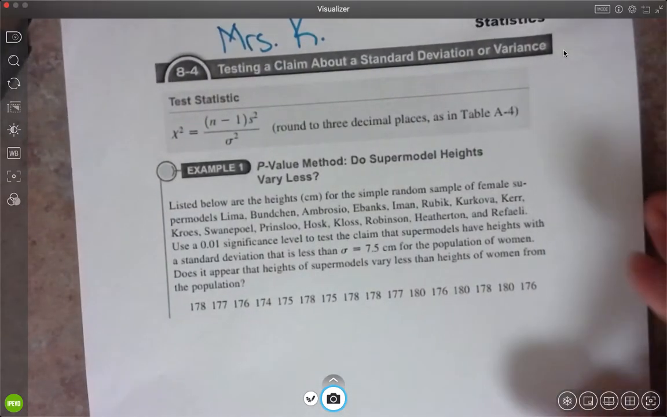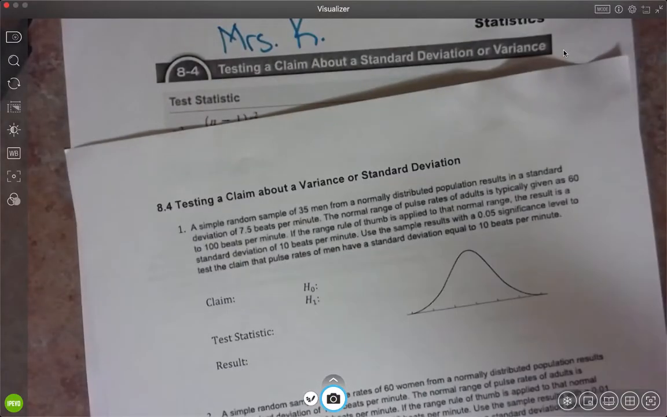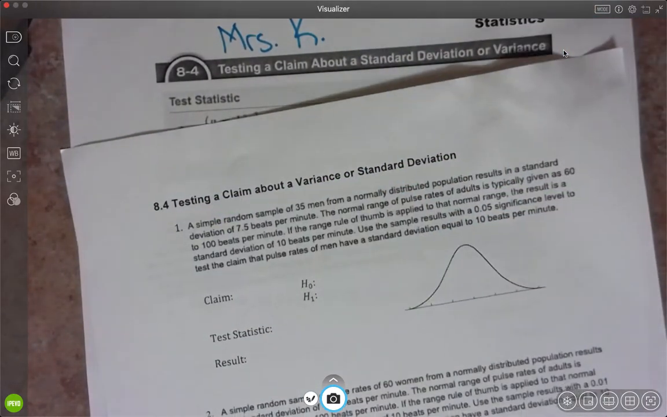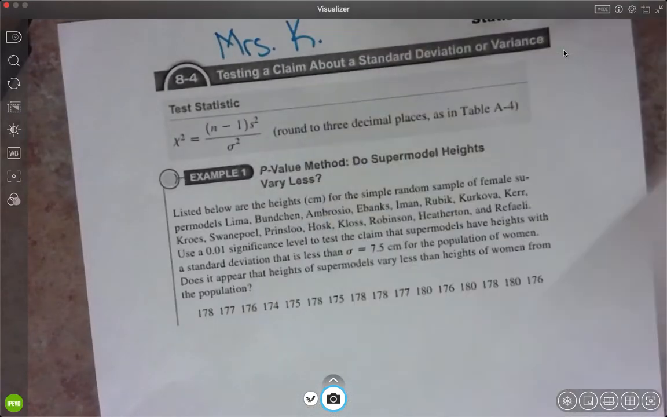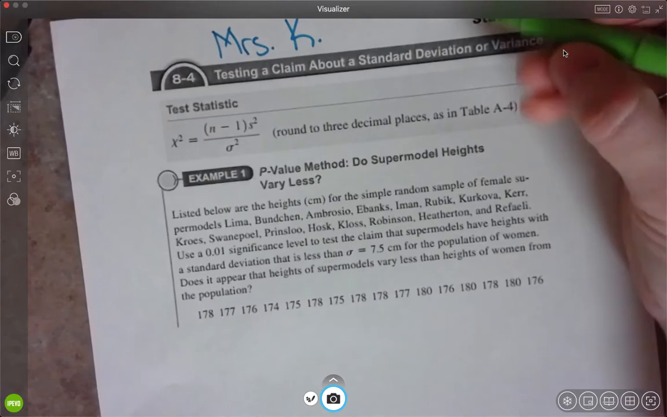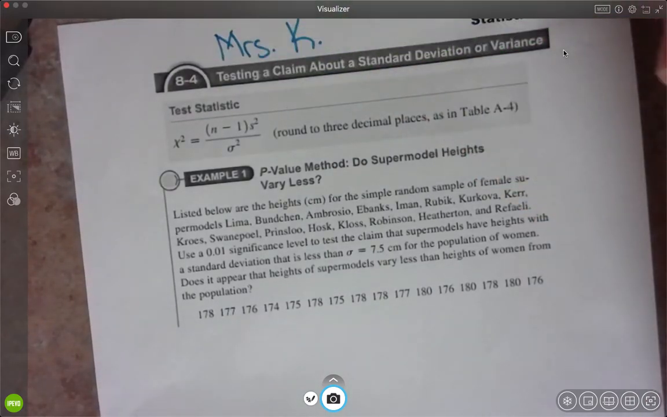It looks like this: testing claim of variance or standard deviation, 8.4. I'll go through that as we go along here. But section 8.4, we're doing variance and standard deviation. 8.3 was mean, 8.2 was proportion, so this is the same procedure again.